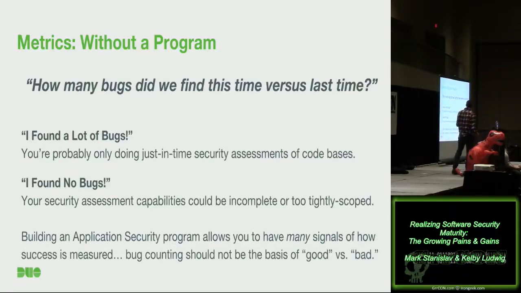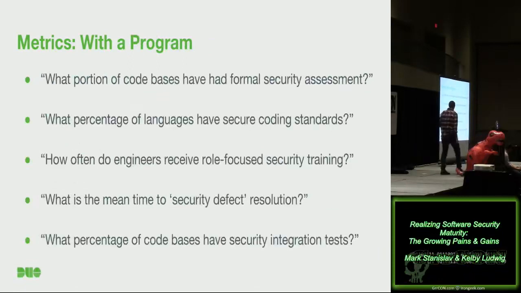So bug counting in and of itself is not bad per se. It's just a single metric that is often overused and overloaded to build out a program. With a program, you might be able to gather metrics across different aspects of your security organization. For example, you may have shared metrics between AppSec and QA, like what percentage of our code bases have security integration tests. You could see how that's a useful metric without the security part for QA. Very similarly, it might be a great metric for an AppSec program.